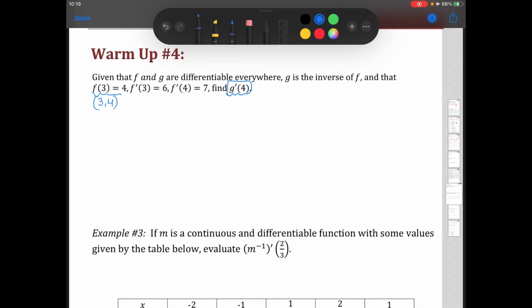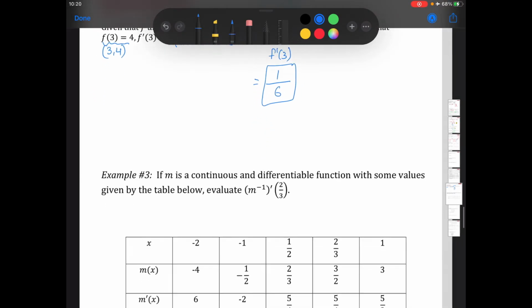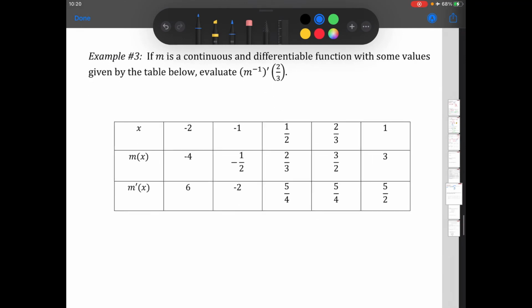Okay. Not always is the information that's given to you being used. So when I say g of 4, remember, this is the original y. So if this is the y, what would be my x? It would be 1 over f prime of 3, right? So what is f prime of 3? It's 1 over 6. So that's your answer. Basically, this information, I really didn't need it, right? It was just given to you to throw you off. So be very careful with how you approach these questions.